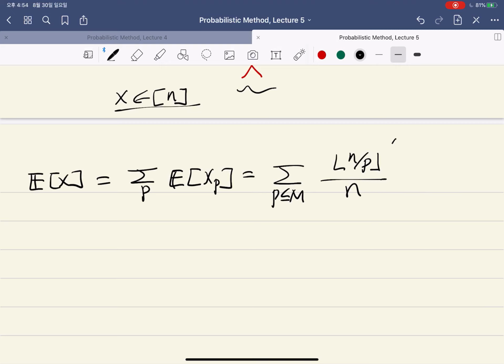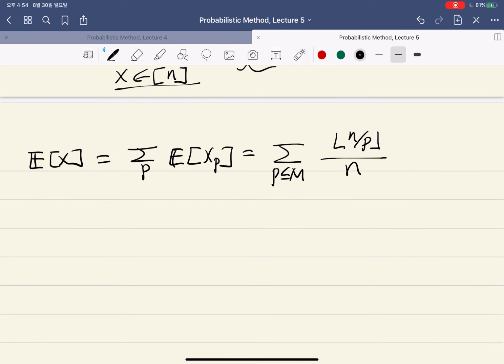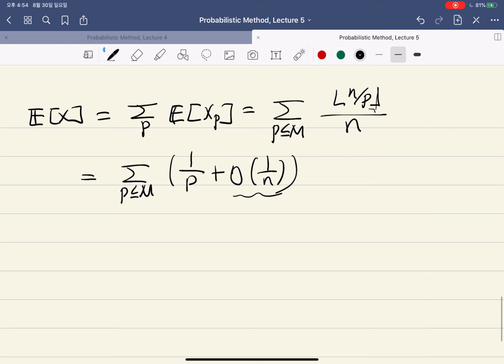So there are n choices. Out of that, this many choices are actually multiples of p. So you just take this, and this is essentially 1 over p. But because of the floor, there is a certain error term, which is at most some constant times 1 over n. And a well-known fact is that if you take the summation of 1 over p over primes at most x, then this is log log x plus some constant.